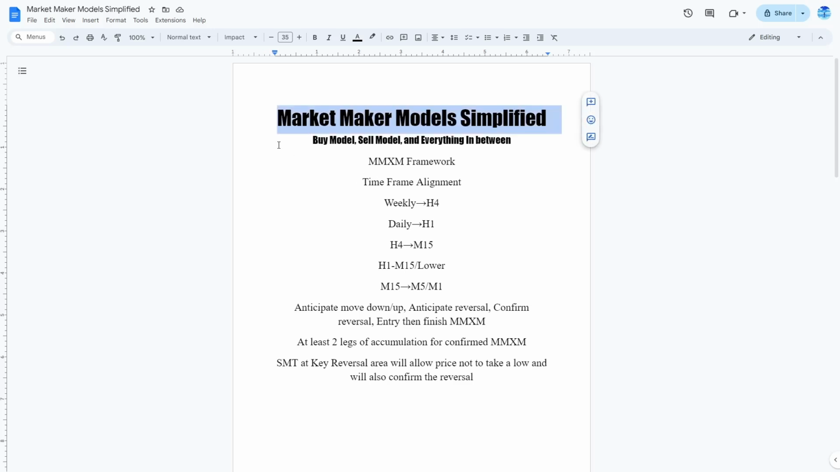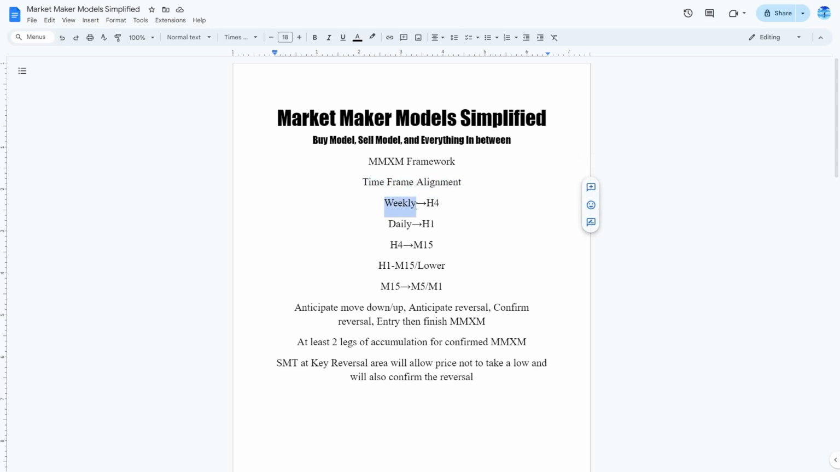Market maker model simplified. We're going to be going over the buy model, sell model, as well as everything in between. We're going to be looking at our MMXM framework, which stands for market maker buy or sell model. Going to be going over our time frame alignment.